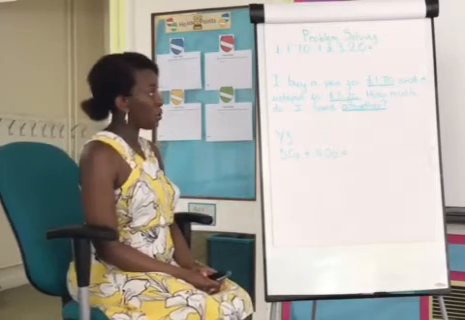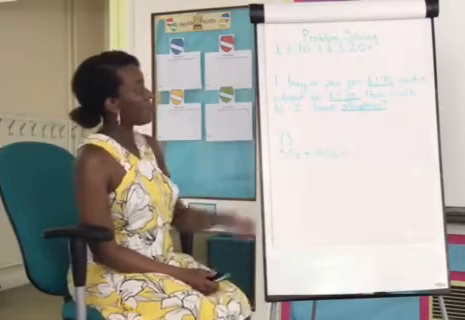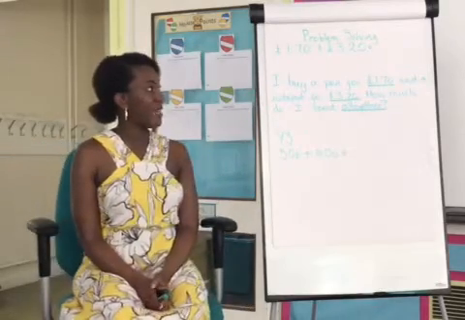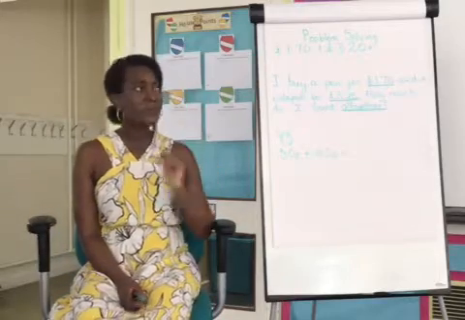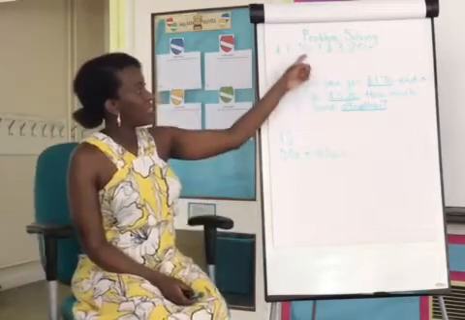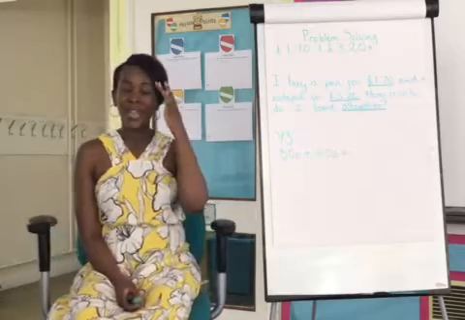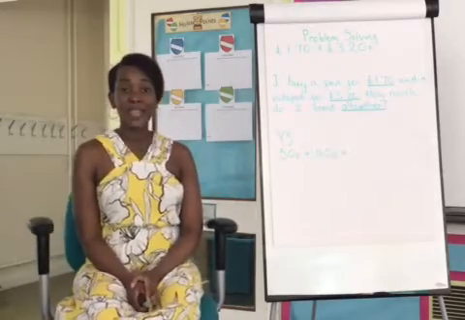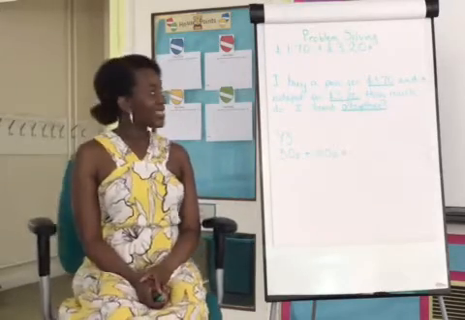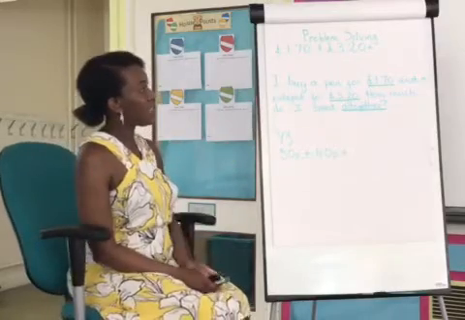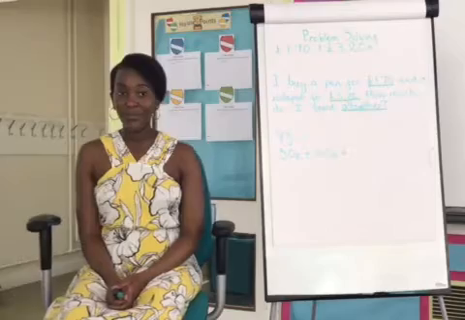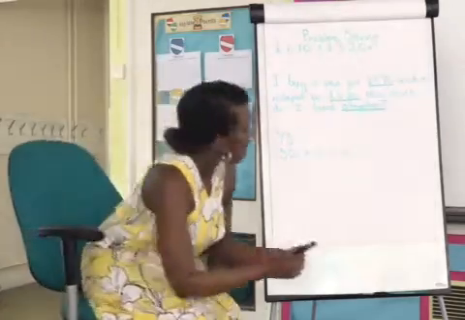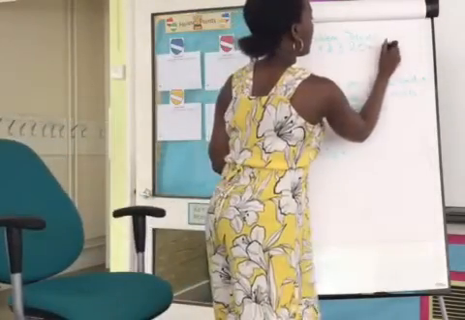Okay? So £1.70 plus £3.20. £1 in my head, add on £3 to make £4. 70 pence in my head, add on 20 pence to make 90 pence. Okay, so I know my first answer is going to be £4.90. Okay, so we've done the first one together.